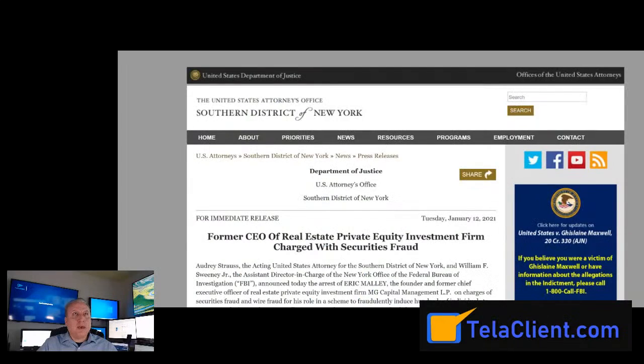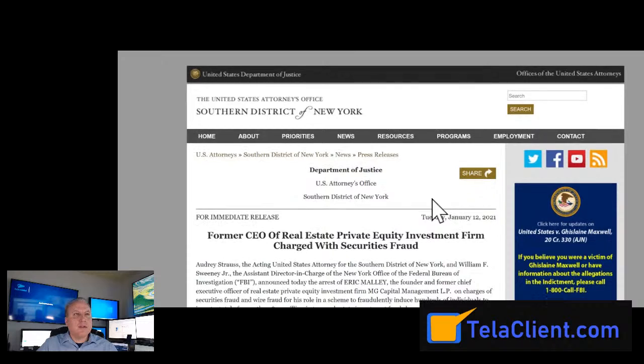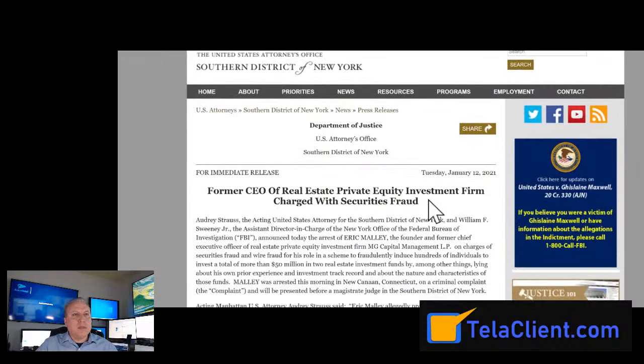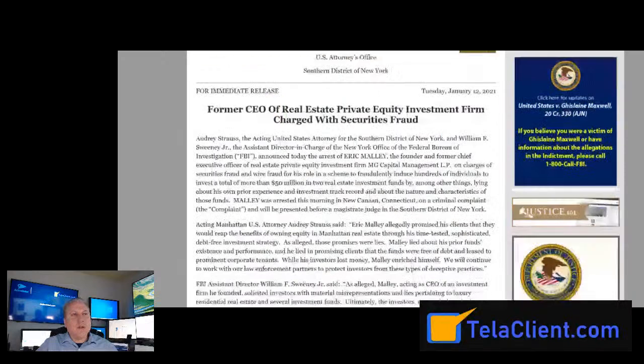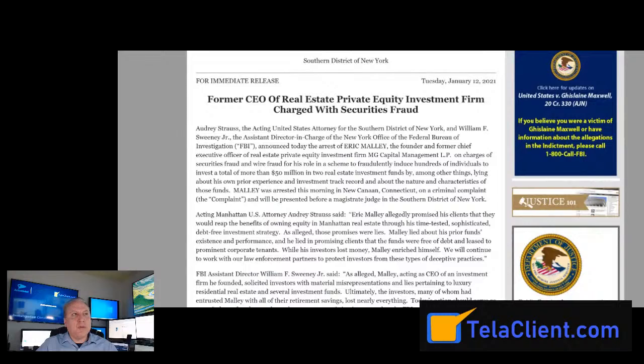This one had to do with a real estate scam, but this is something that we've seen many cases like this. This was a large real estate investment scheme where the CEO that used to run it allegedly was doing some scam. And what the SEC is saying is that it was a scheme to fraudulently induce hundreds of individuals to invest.